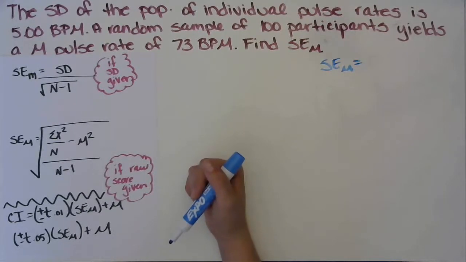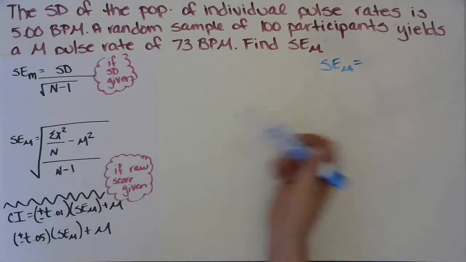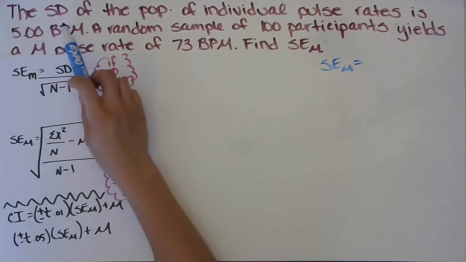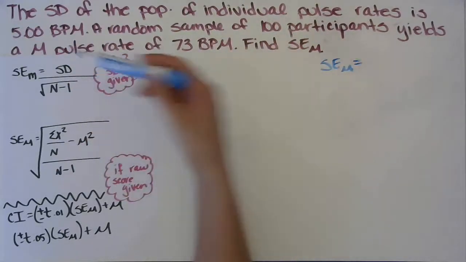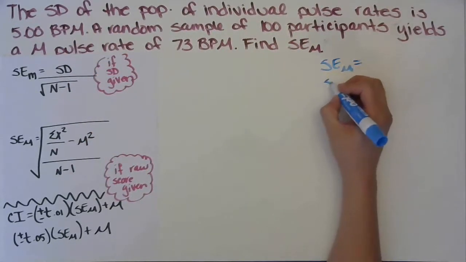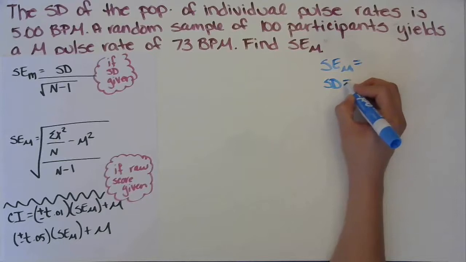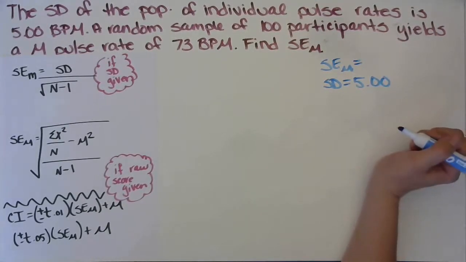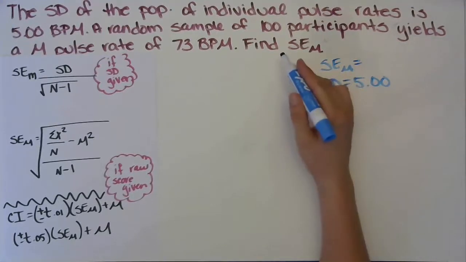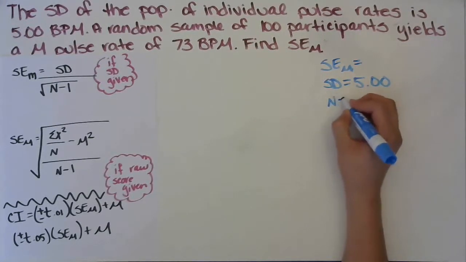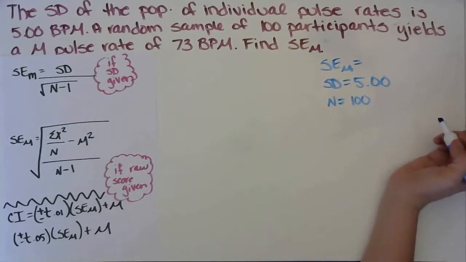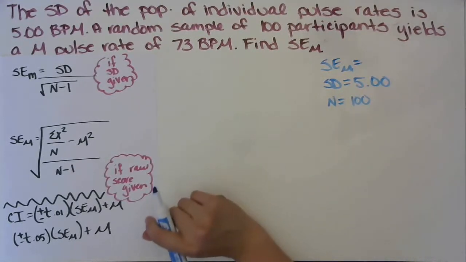So what are we given here? We are actually given the standard deviation. We have right here the standard deviation of the pulse rates is 5.0. So we actually have a standard deviation of 5.00. And then we also have the N value here, which is 100 participants.